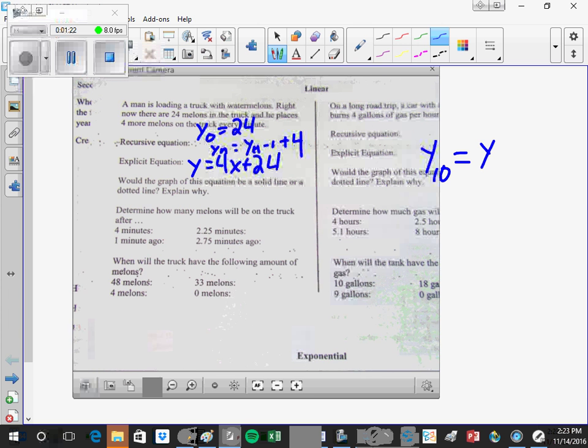Y sub 10 minus 1, which is y sub 9, plus 4. There's a problem with that. I don't know how many there were in 9 minutes. You got to go back to 8 and 7 and 6 and 5, all the way back to the beginning. Yes, Presley? Yes, that's exactly where we're headed.